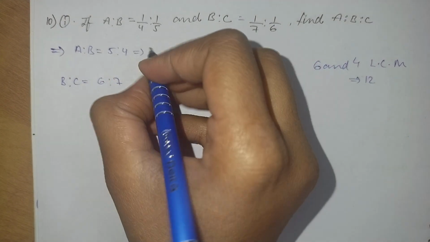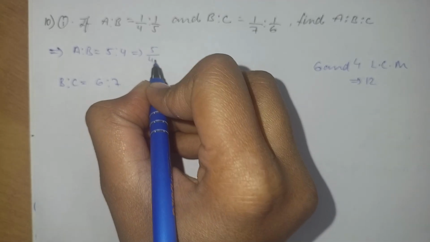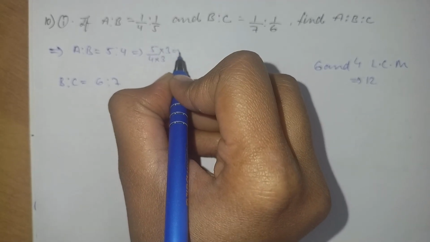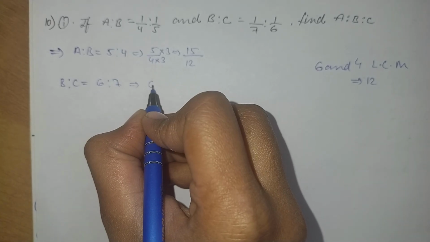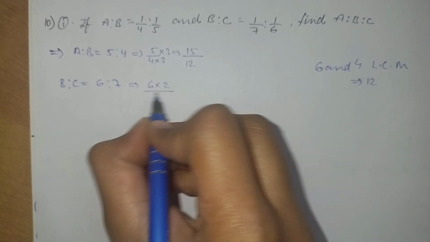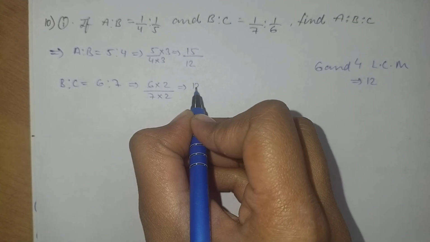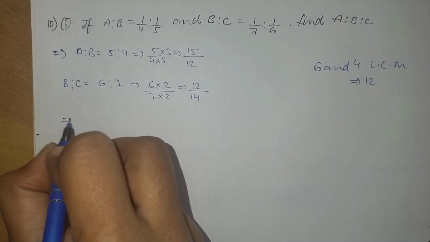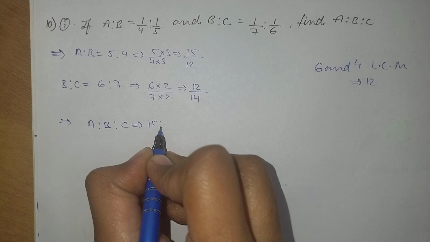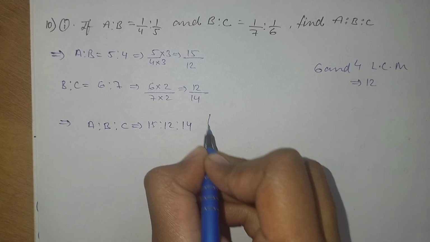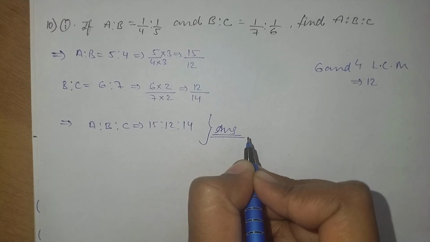So we can just make it equivalent to 12. 5 by 4 into 3 here also. So this will become 15 by 12. And here, 6 into 2 divided by 7 into 2, that will become 12 by 14. Taking the ratio now, A ratio B ratio C will become 15 ratio 12 ratio 14 here. So this is the final answer of question number 10, first part.